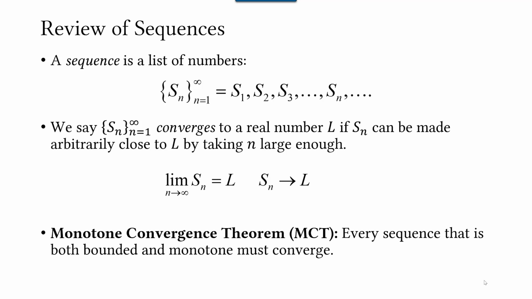Our main theoretical result for sequences is called the monotone convergence theorem. The idea here is that if we know a sequence is both bounded and monotone, either increasing or decreasing, then we know that the sequence converges to something. We may not know what it converges to, and that's okay. We just know that there is some limit.